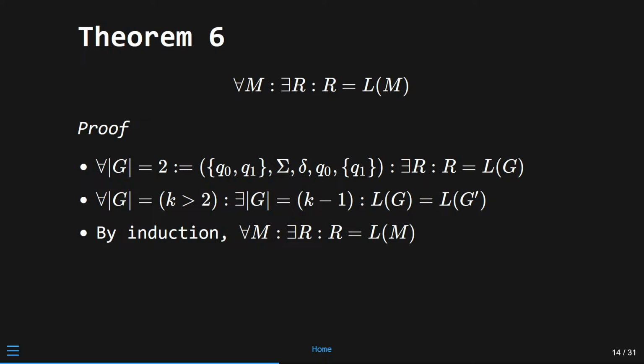And that's our proof. We have the base case and we have the inductive case. We remove states until we have 2 states, and then we say, ta-da, here's your regular language. Really, one way to think of this is as a proof. The other way is this is an algorithm to construct a regular language from a finite automata.